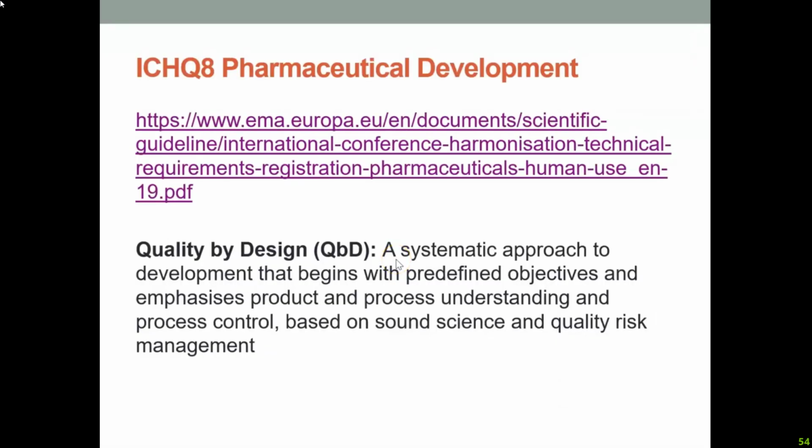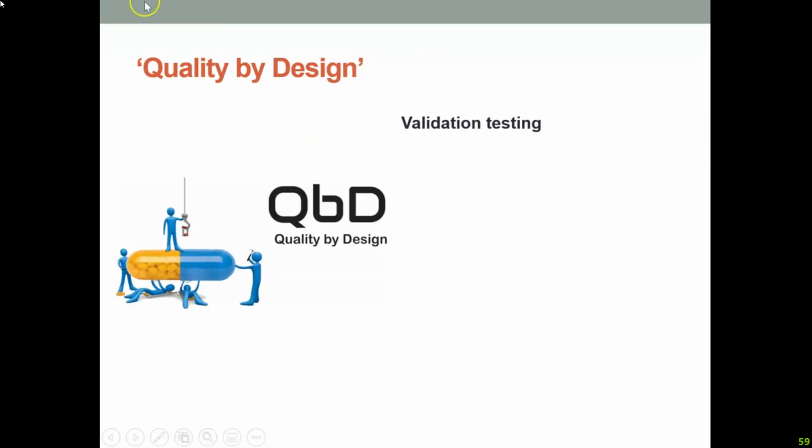Quality by design is defined as a systematic approach to development that begins with predefined objectives and emphasizes product and process understanding and process control. It's based on sound science and quality risk management. Part of validation is to demonstrate that there is control of operational conditions, and this is done typically through validation testing. Validation testing establishes that the process system is capable of delivering expected results.